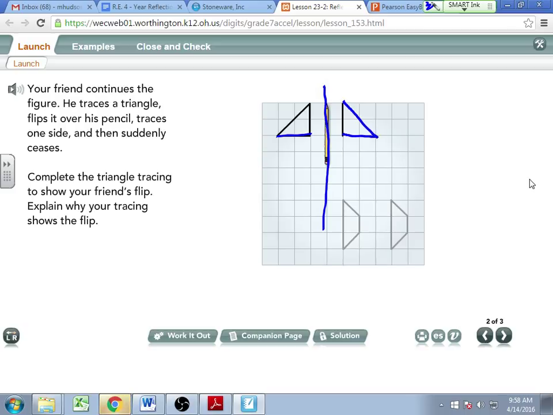So if we continue that line of reflection down to one of the shapes that we had previously, if you go check your notes from 23.1, we have these shapes, our translation. So you might want to notate that from here to here was a translation.